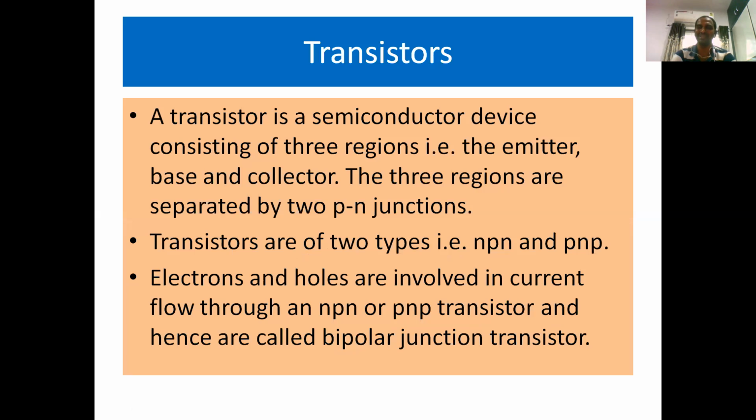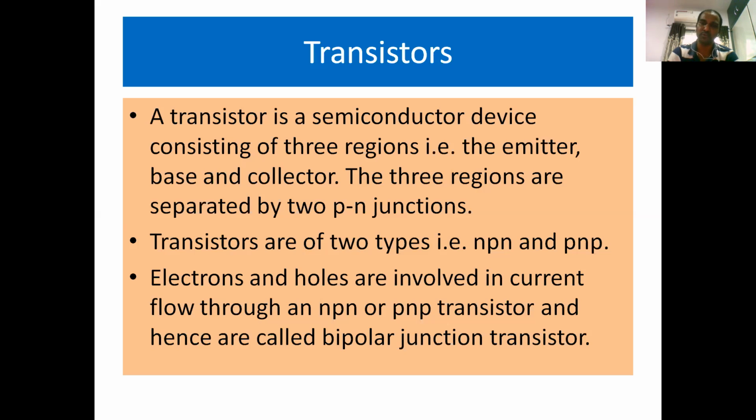Now, a transistor basically consists of three legs, usually called emitter, base and collector. This is the simplest way to remember what is meant by a transistor. But if we want to define it exactly, a transistor is a semiconductor device consisting of three regions: one is emitter, second is base, and last is collector. The three regions are separated by two PN junction diodes.